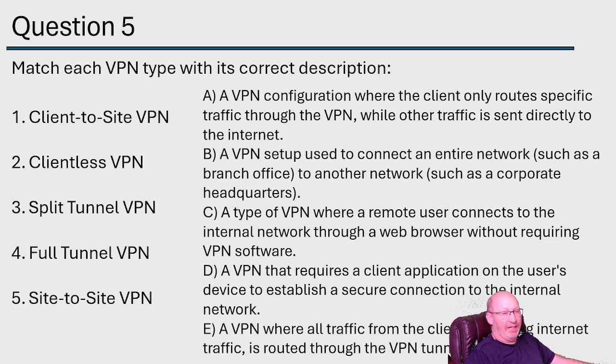That means that E, a VPN where all traffic from the client, including the internet traffic, is routed through the VPN tunnel. Well, that must then be 4, a full tunnel VPN. So 4 is then E. I hope that makes sense.